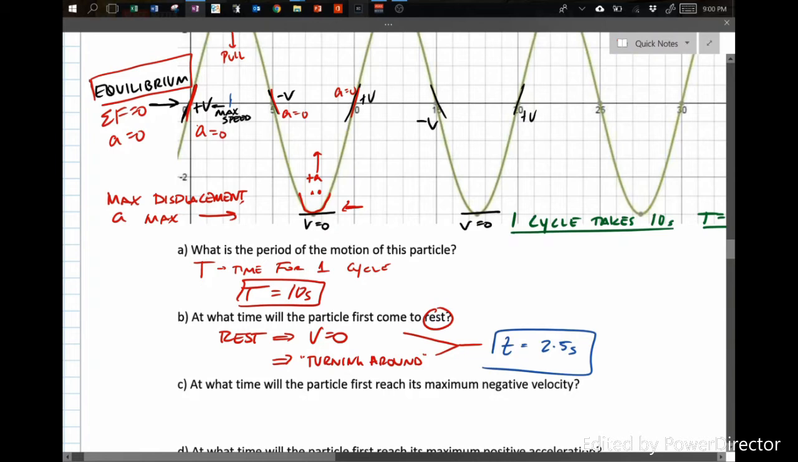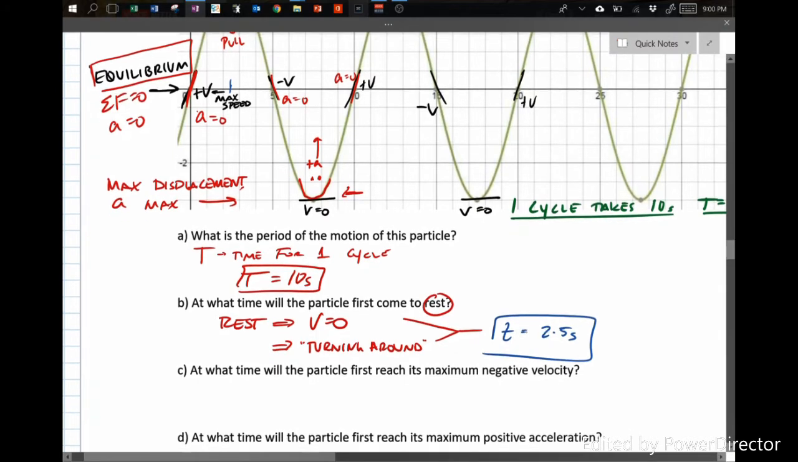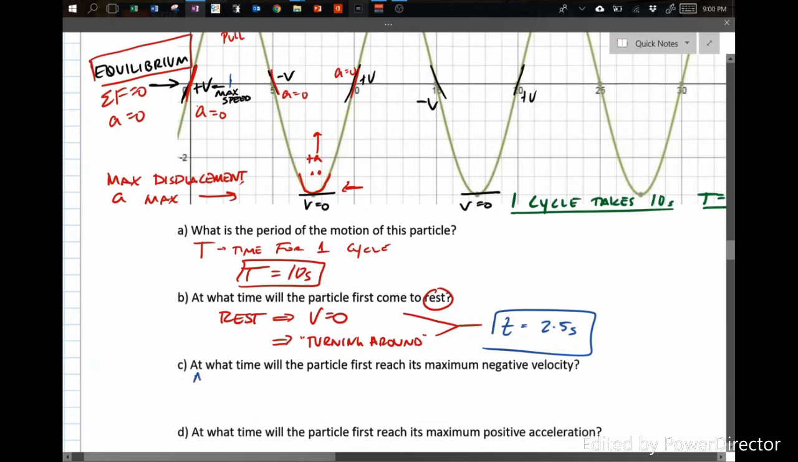At what time will the particle first reach its maximum negative velocity? So, maximum negative velocity, a couple of things that we know.